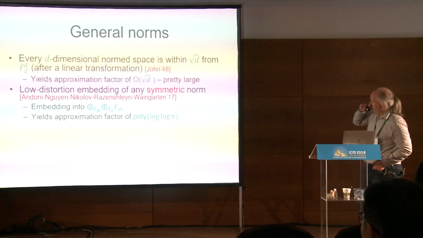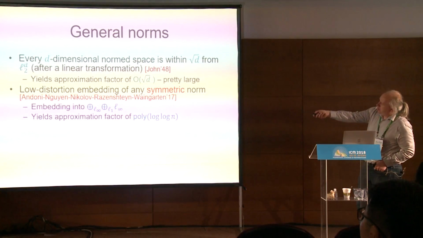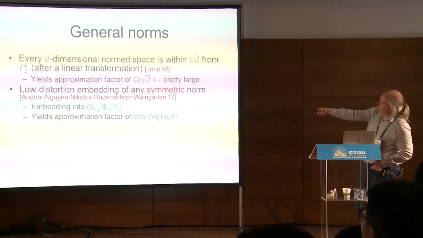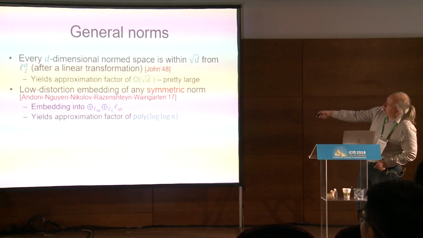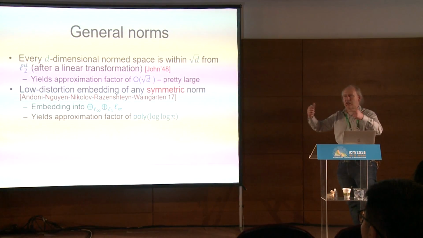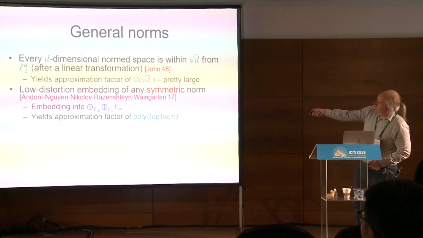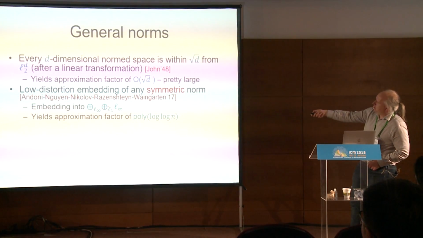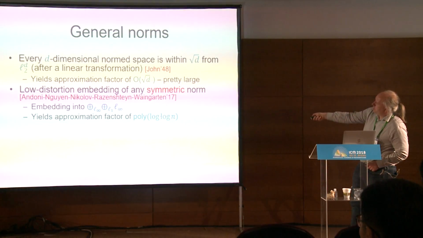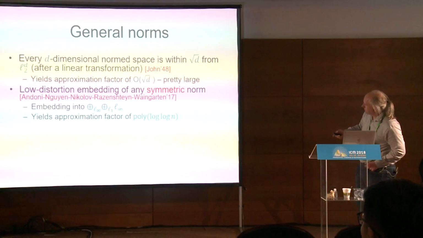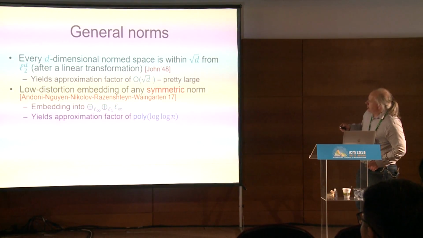The first generalization of the methods that I described earlier was developed in a recent work by Andoni et al., who showed that any symmetric norm can be embedded in this very strange-looking space. It's essentially L infinity of L1 of L infinity, right? So this is like a product space. And surprisingly enough, for this space, one can design approximate near-neighbor search algorithms. And by combining those algorithms with the reduction, it yields an approximation factor which is polynomial in log n. So it's not constant, but for reasonable values of n, this is much smaller than the square root of the distortion. And that was the state of the art in 2007.